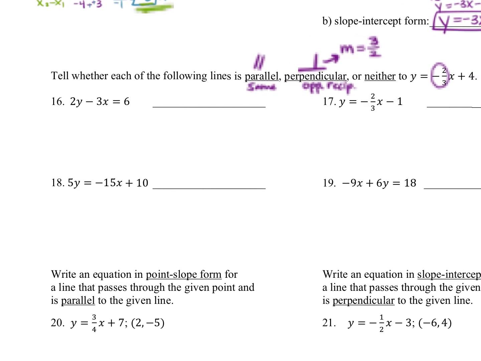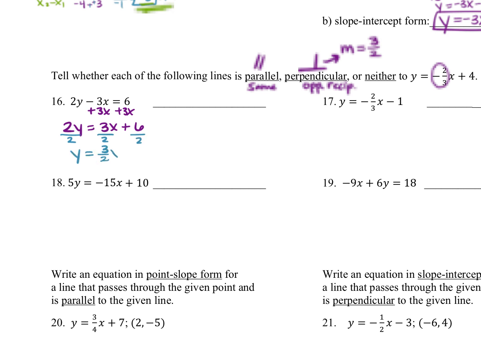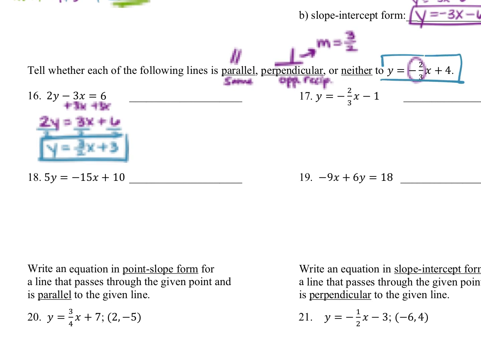All right, so take a look at this one. We need to find a slope, which means we need to put it into slope intercept. So we're going to add 3x. So 2y equals 3x plus 6, and then we're going to divide. So y equals 3/2 x plus 3. Okay, so here's one equation. Here's the other equation, and we said if it's going to be perpendicular, it's going to have a slope of 3/2, and this one does. So those two lines would be perpendicular.